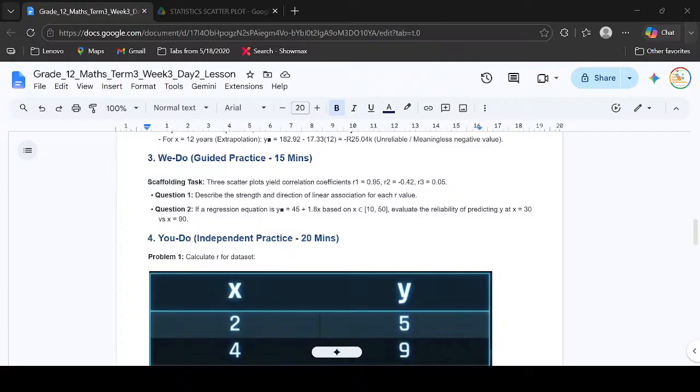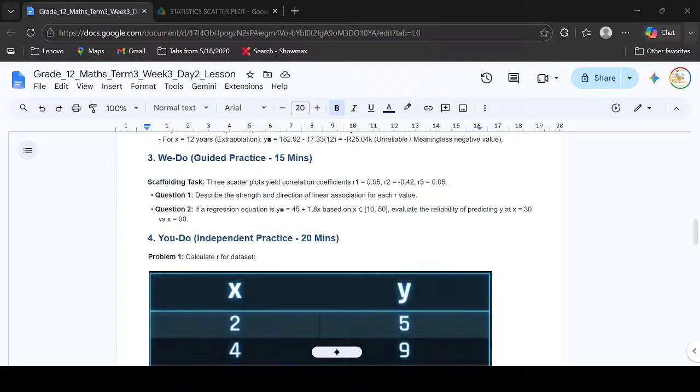A negative R does not mean the strength is weak. It just tells you the direction of the peak. Negative means it goes down. Positive means it goes up.